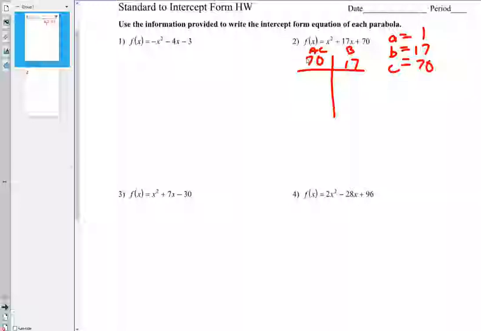So if I were to show you the whole progression, on this side you would think, okay, what are all the numbers I can multiply to give me 70? 1 and 70. 2 and 35. 4 doesn't work, 3 doesn't work, 5 works. 5 and 14. And then 7 and 10. Those are all the combinations of numbers that when I multiply give me 70.